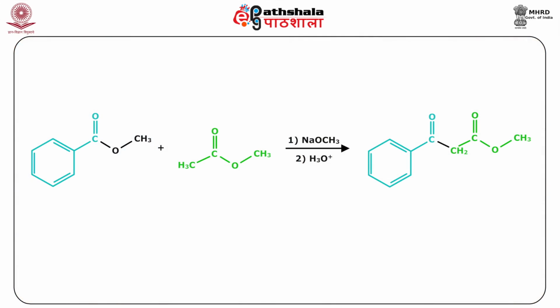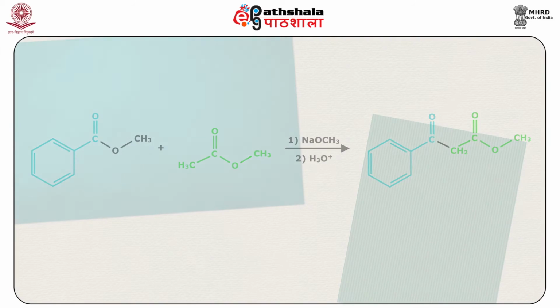So, for example, this is a very good example of a crossed Claisen condensation. There are these two esters and you can notice that this methyl benzoate has no alpha hydrogen. So, this will act as a recipient, and in case of this methyl acetate, it will act as donor by generating the alpha carbanion. And obviously, the base used here is NaOCH3, that is a methoxide ion, and this will give you this particular beta keto ester on this reaction.